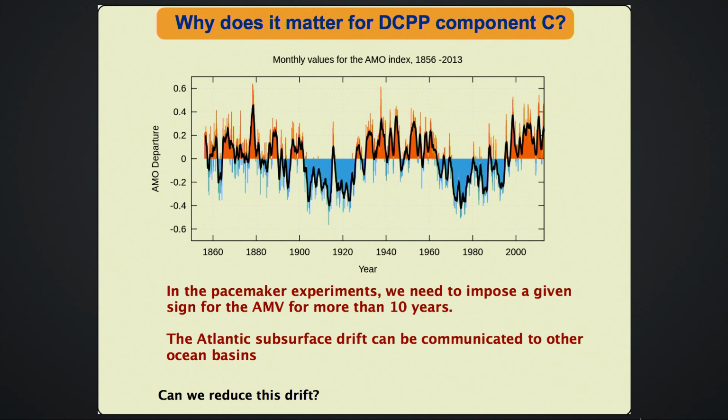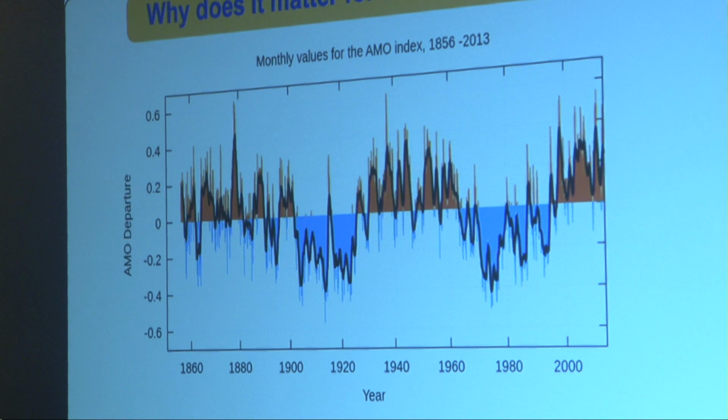Here again, we're doing fixed pattern, but for this pacemaker AMV experiment, we want to prescribe the observed evolution of the Atlantic multi-decadal variability. And so in the transient simulation, there will be several decades where the AMV will keep the same sign. And so it means that we will have this drift that will appear, and we cannot really focus on just 10 years there. And also because that drift will develop in the Atlantic and we are free coupled everywhere else, that drift at the subsurface will be communicated to other basins.